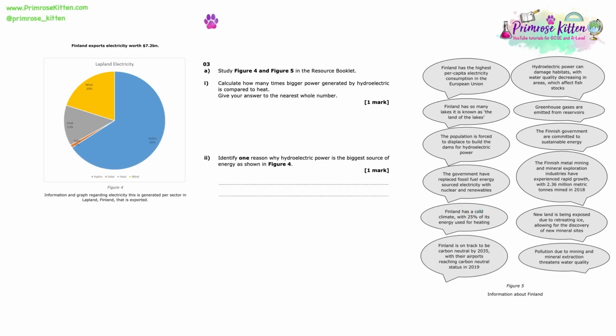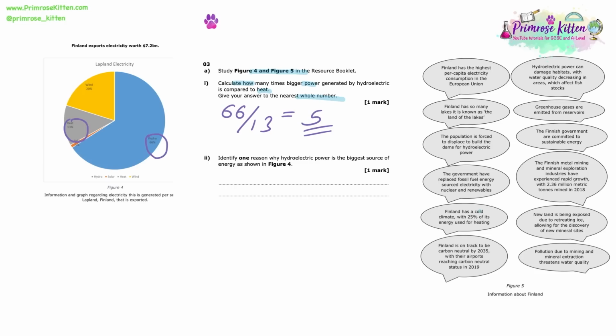Question 3, Part A. Study Figure 4 and Figure 5 in the resource booklet. Part 1. Calculate how many times bigger power generated by hydroelectric is compared to heat, and give your answer to the nearest whole number for 1 mark. Looking at Figure 4, we can see that hydroelectric power comprises 66% of energy generated, compared to heat, which is 13%. We therefore need to divide 66 by 13, which to the nearest whole number gives us an answer of 5.